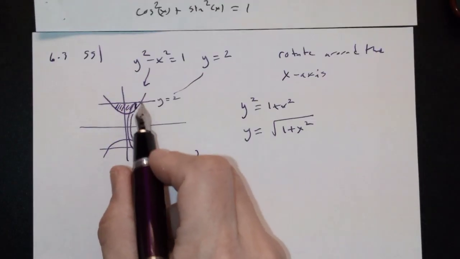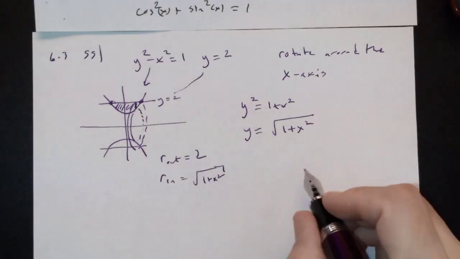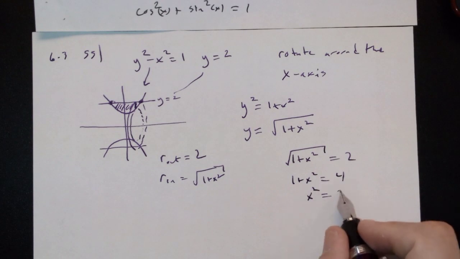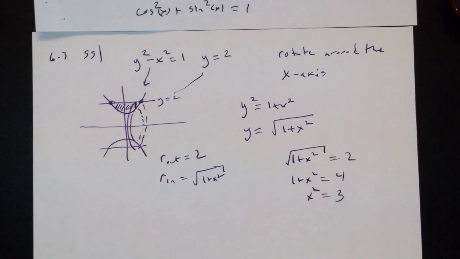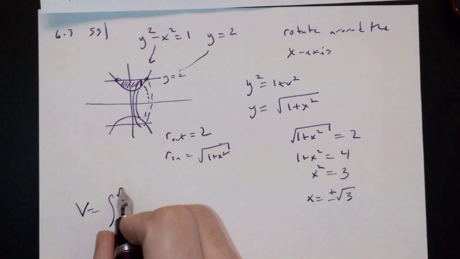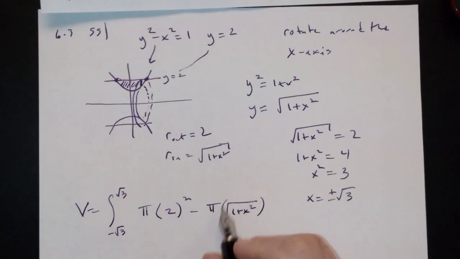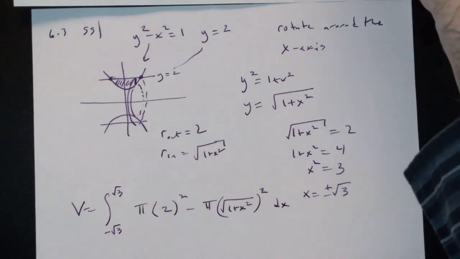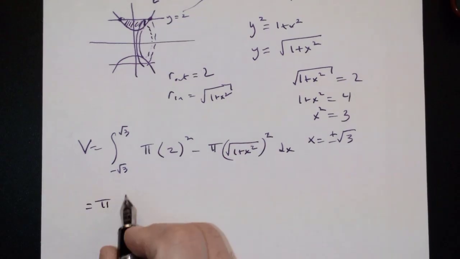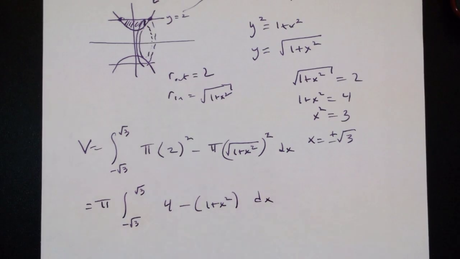What about the inner radius? Now, I need to know where these cross in order for me to figure out what the limits of my integral are. So I take this equation and I set it equal to 2. So I'll get plus and minus the square root of 3. And now I can set up my integral. Outer radius squared minus inner radius squared with a pi on each one. I'm really happy about having the square root now because it goes away. And if I factor out the pi, that turns into really an easy integral to do.